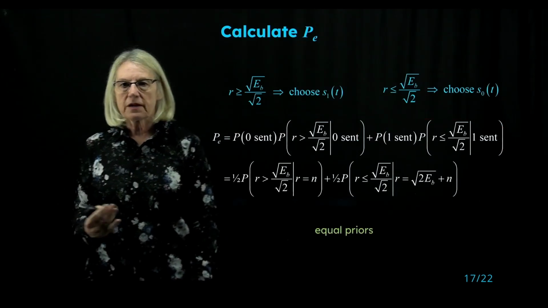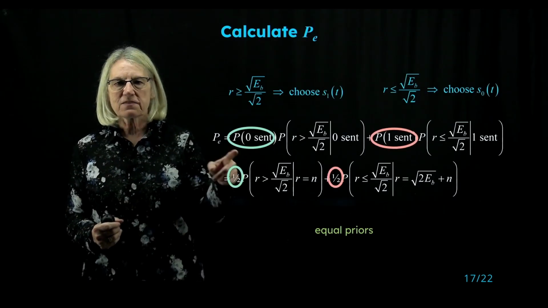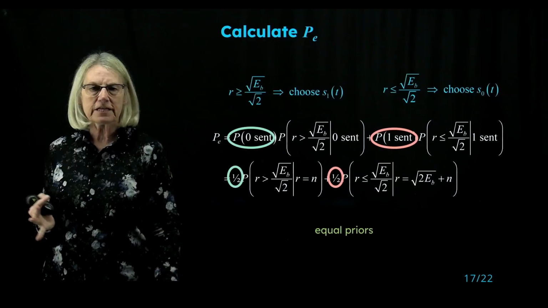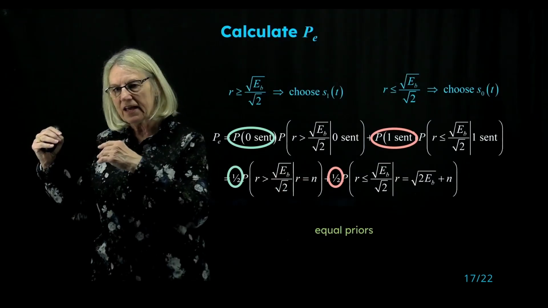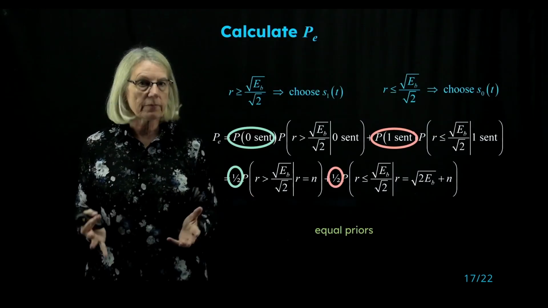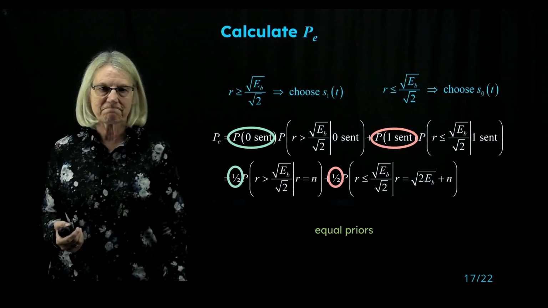So the next assumption I'm going to make is that we have equal priors. Remember I said that the probability of 0 and the probability of 1 are the a priori probabilities. And in this case, for the rest of the analysis, and as I say, in all efficient communication systems, these are sculpted so that these probabilities are equal. So that just becomes a 1/2 for both of them.